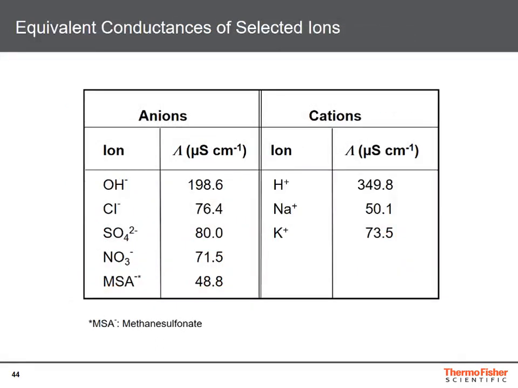The background of this discussion are the equivalent conductances of selected anions and cations summarized in the table here in this particular slide. As we can see in the first line, the hydroxide and the hydronium ions have much higher equivalent conductances in comparison with other anions or cations. So if we convert the analyte into the corresponding acid or the corresponding hydroxide, we are not only increasing the specificity of the system, but also the sensitivity.